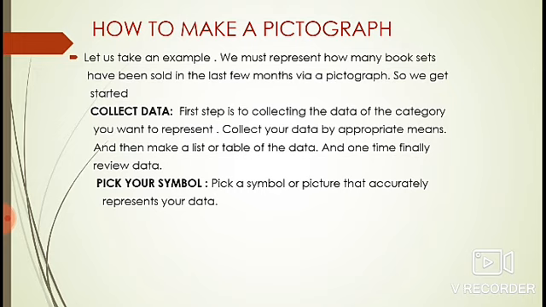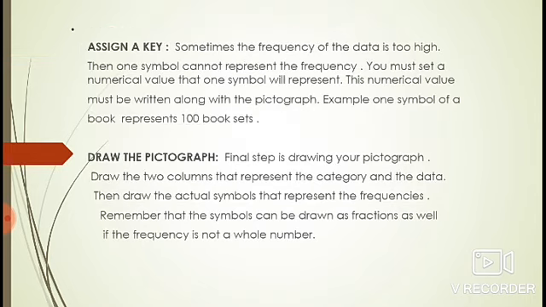So we get started. First, collect data. The first step is collecting the data of the category you want to represent. Collect your data by appropriate means and then make a list or table of the data. And finally, review the data. Next, pick your sample. Pick a sample or picture that accurately represents your data.